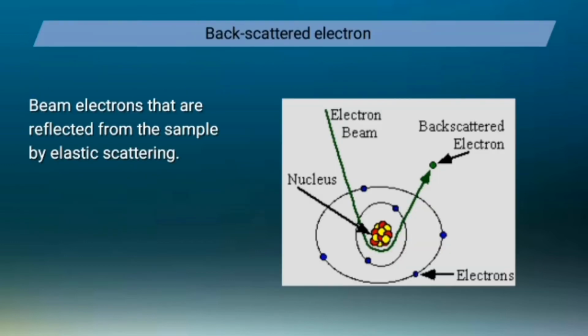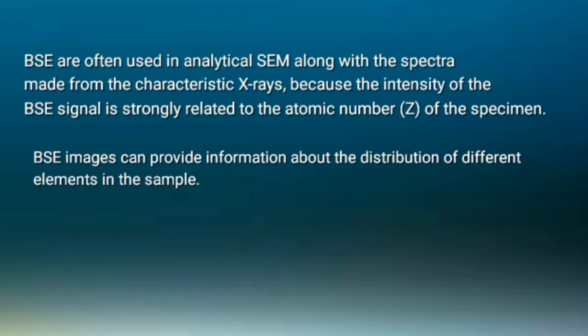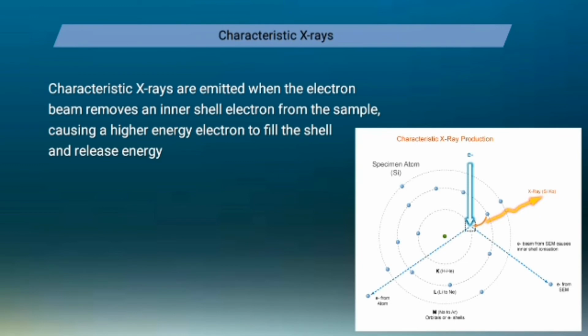Backscatter electrons are beam electrons that are reflected from the sample by elastic scattering. BSE are often used in analytical SEM along with the spectra made from the characteristic X-rays, because the intensity of the BSE signal is strongly related to the atomic number Z of the specimen. BSE images can provide information about the distribution of different elements in the sample. Characteristic X-rays are emitted when the electron beam removes an inner shell electron from the sample, causing a higher energy electron to fill the shell and release energy.